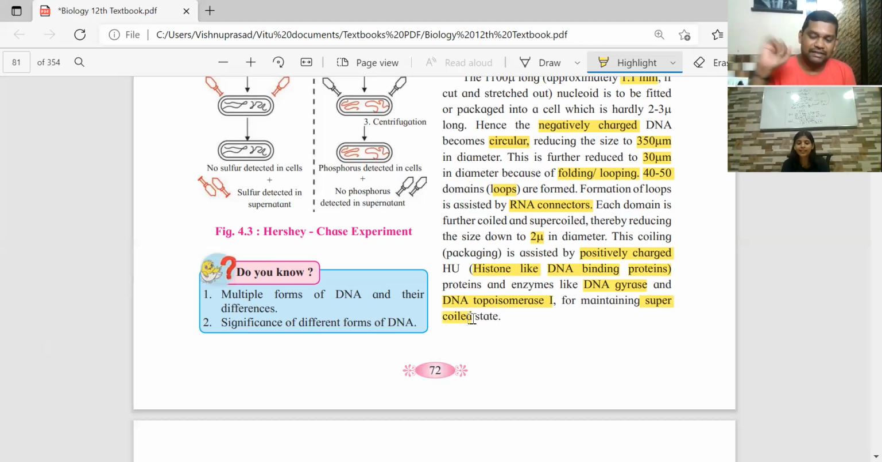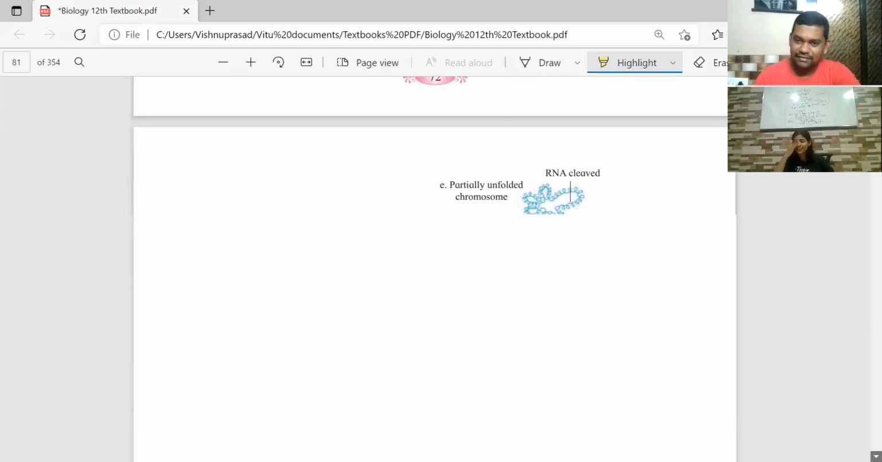Okay, there are 3 main steps. The first is forming the loops, then coiling, then supercoiling. For these steps, there are some things which are helping. Loop formation: RNA connectors. Coiling and maintaining its stability: histone proteins or enzymes, DNA gyrase and DNA topoisomerase 1. Okay, got it.